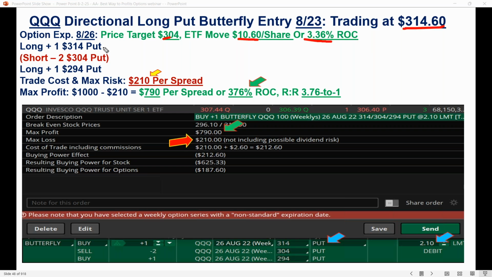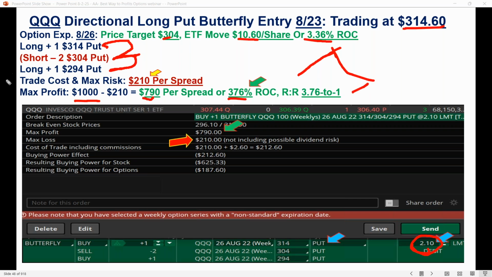So here's the butterfly though. We were targeting that 304. So we did the 314, 304, 294 wide wing butterfly, $10 between the different strikes, okay? So $1,000 wide spread. The cost of the trade was $2.10 or $210. So the potential profit on this is $790 at the top of the tent, and that would be a 376% return, risking $1 to make 376.